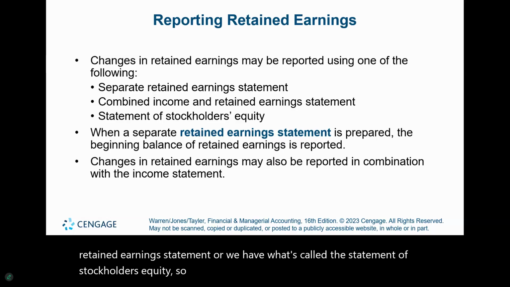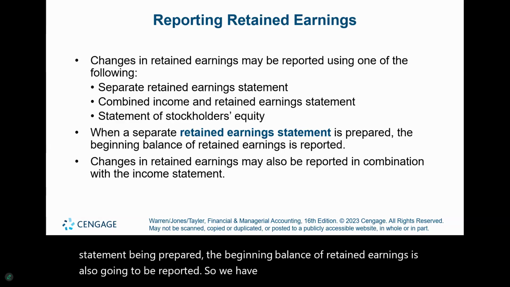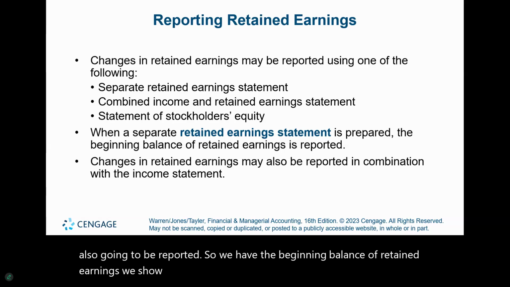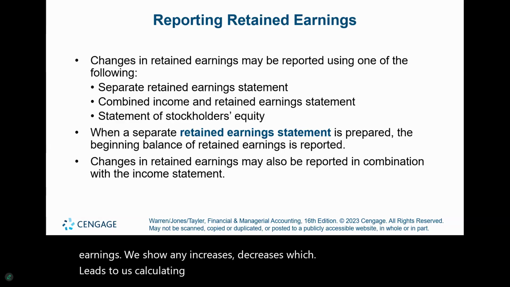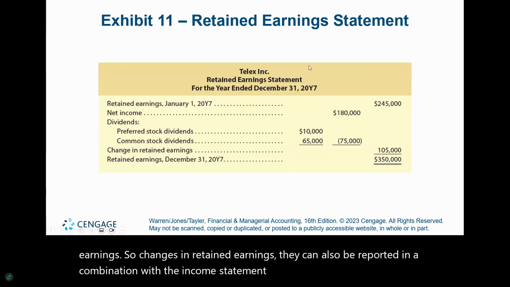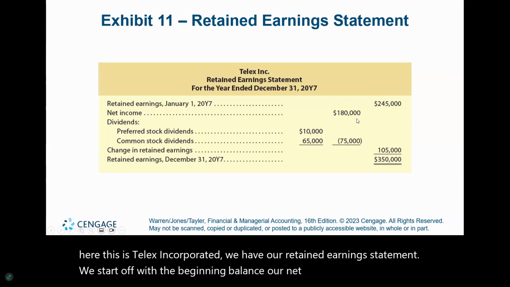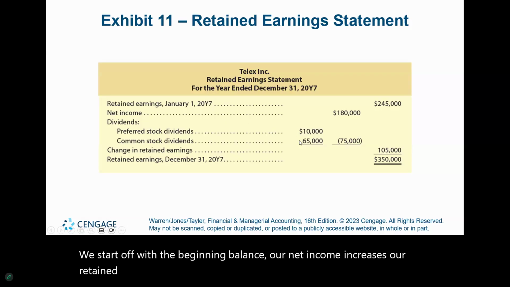So whenever there's a separate retained earnings statement being prepared, the beginning balance of retained earnings is also going to be reported. So we have the beginning balance of retained earnings. We show any increases, decreases, which ultimately leads to us determining our ending balance of retained earnings. So changes in retained earnings can also be reported in combination with the income statement. So here we have this example. This is Telex Incorporated. We have our retained earnings statement. We start off with the beginning balance. Our net income increases our retained earnings, and then the dividends that we've paid out decrease our retained earnings.